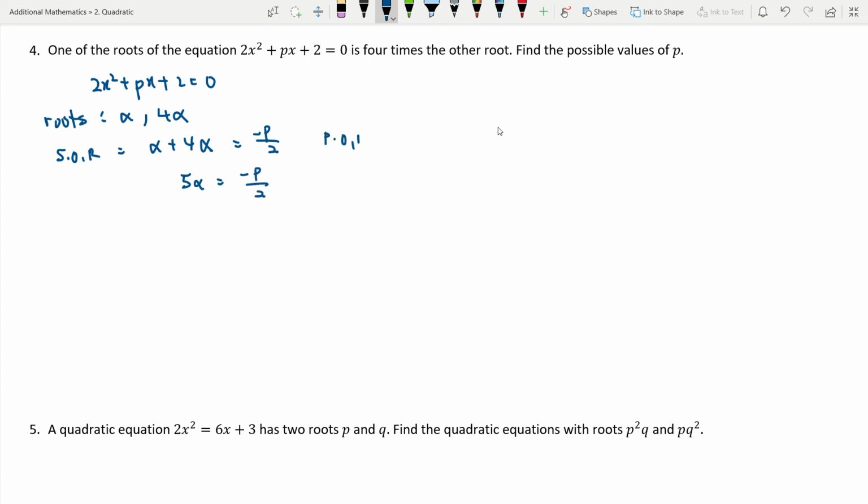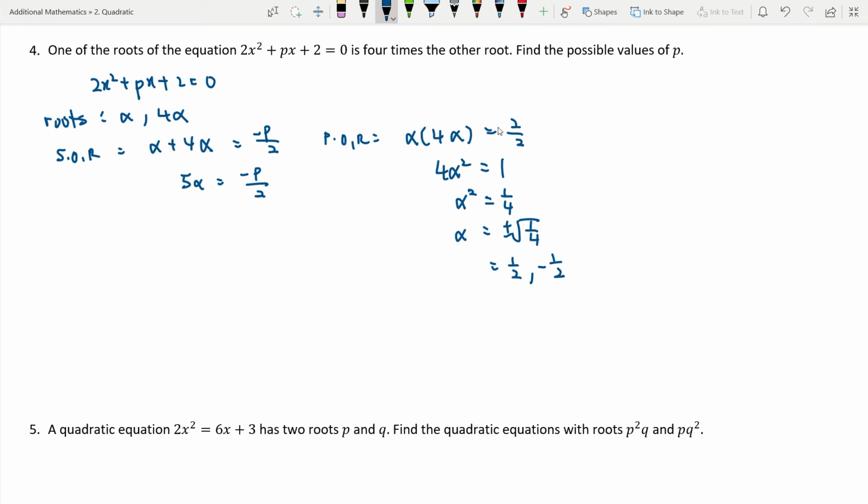The product of roots is alpha multiplied with 4 alpha equal to c over a. Therefore, 4 alpha squared is equal to 1. We can solve for alpha first. Divide both sides by 4. Alpha squared is equal to 1 over 4. Square root both sides. Alpha will be plus minus square root of 1 over 4. Therefore, alpha is equal to 1 over 2 and negative 1 over 2.